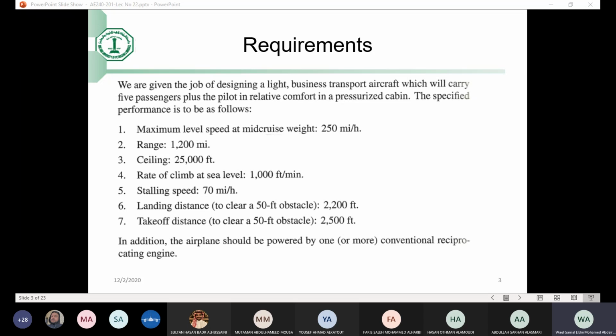Good. What else? You have all the requirements in front of you, so tell me how they are going to change. Well, the requirements don't change. I mean the performance of the aircraft. How will it change? I think it will require less power.